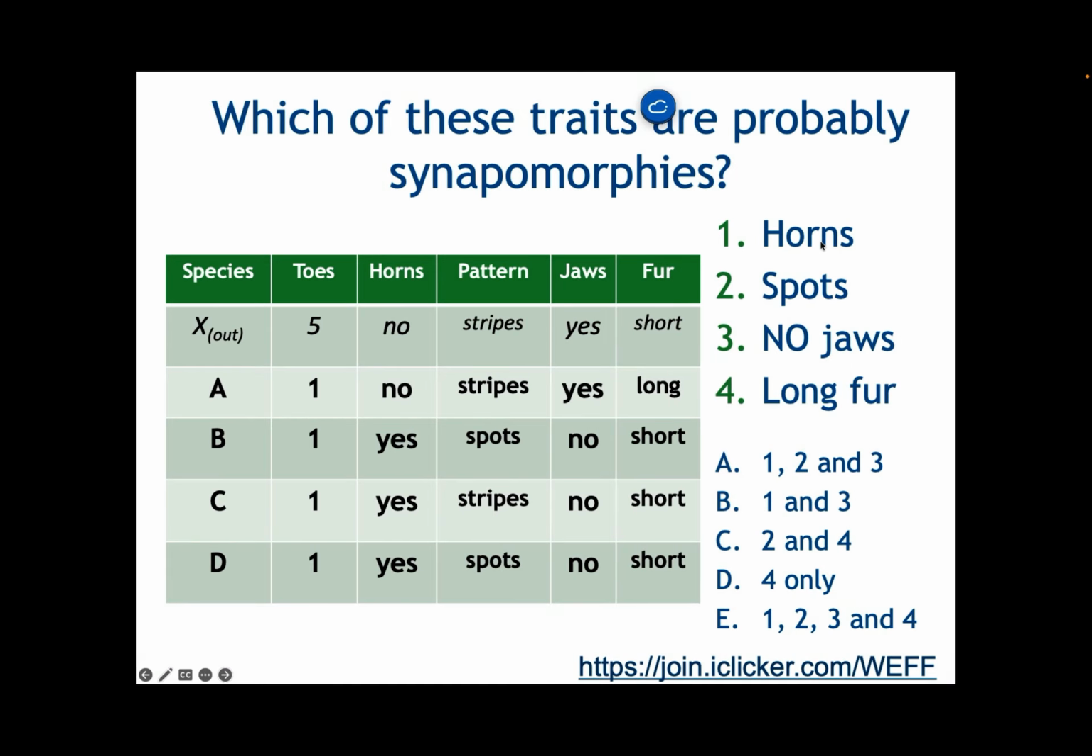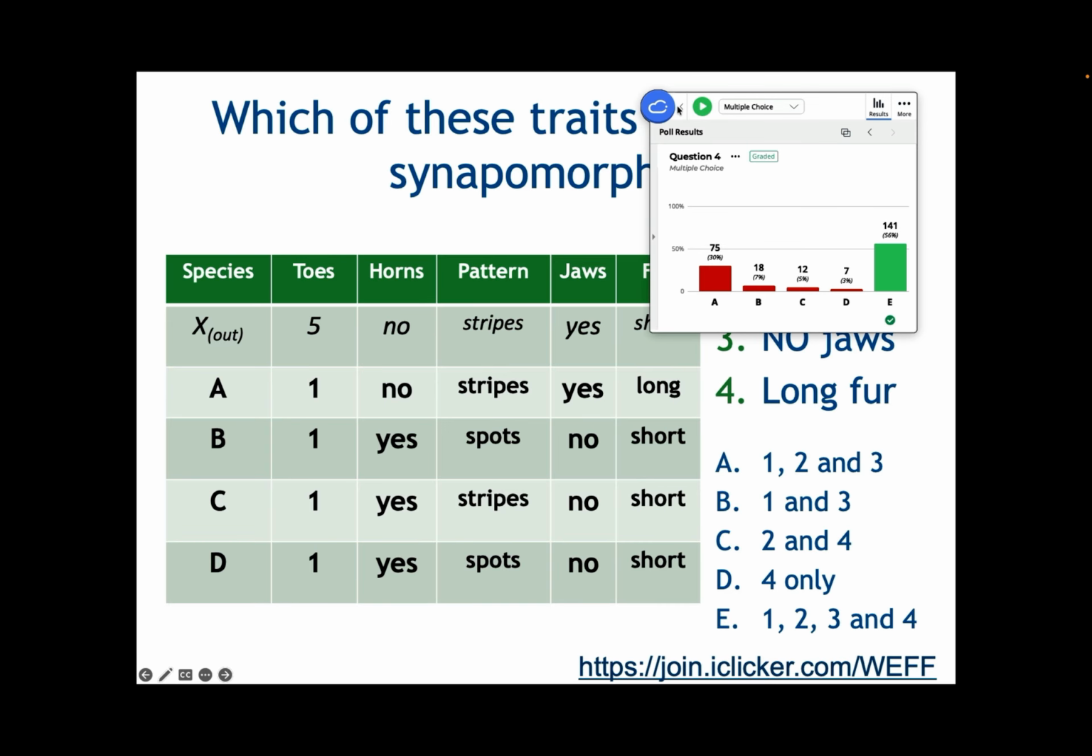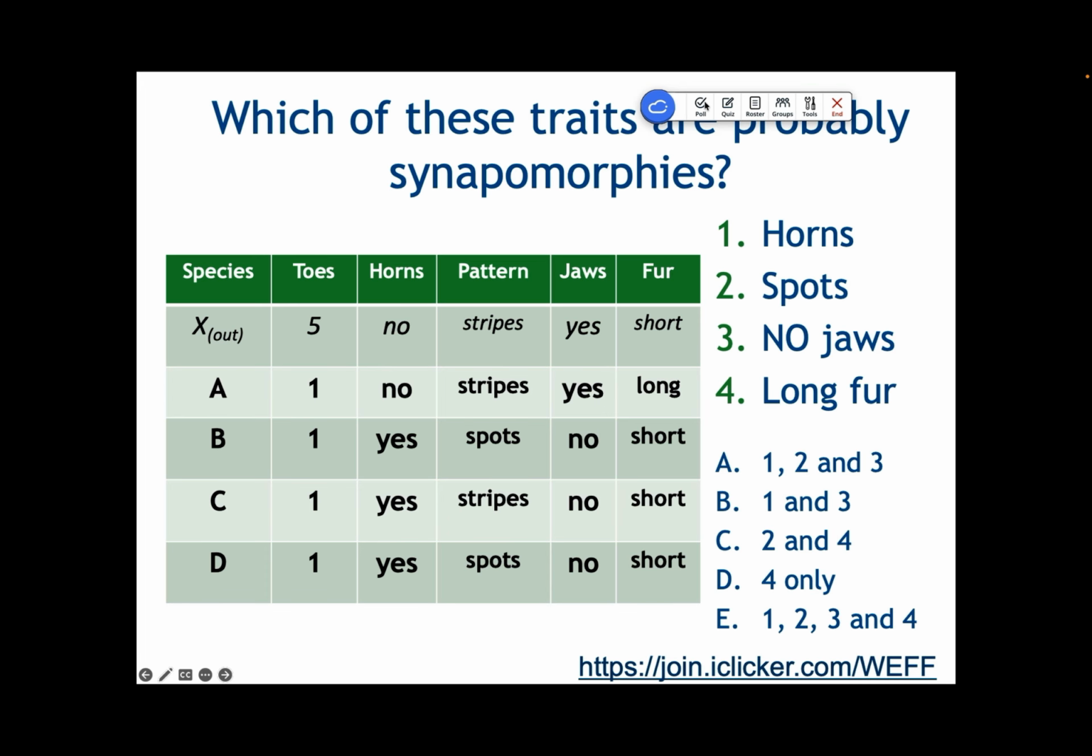Okay, so it's really key to recognize synapomorphies when we are trying to, eventually we're working towards constructing a phylogeny. So, let's do a good old multiple choice. Which of these traits are probably synapomorphies? So which of them are shared and probably derived?